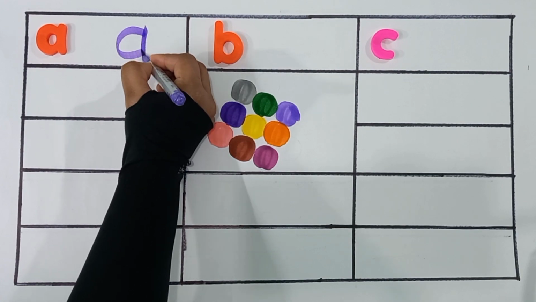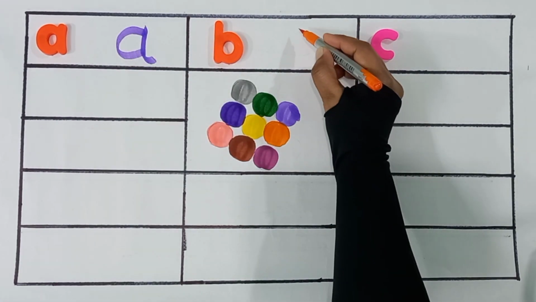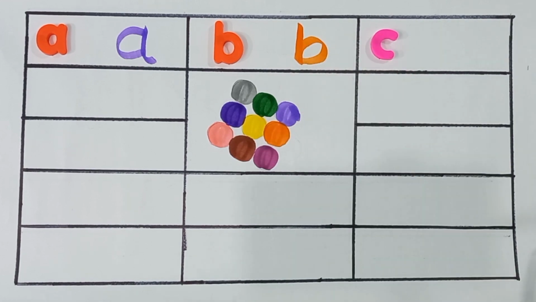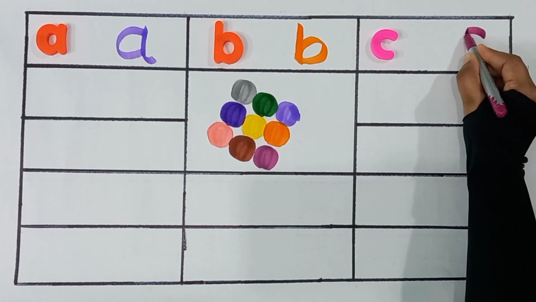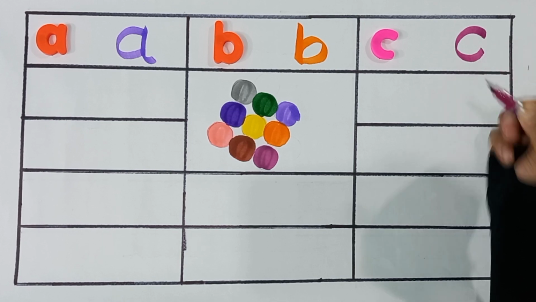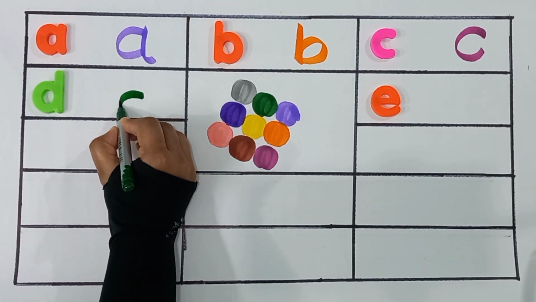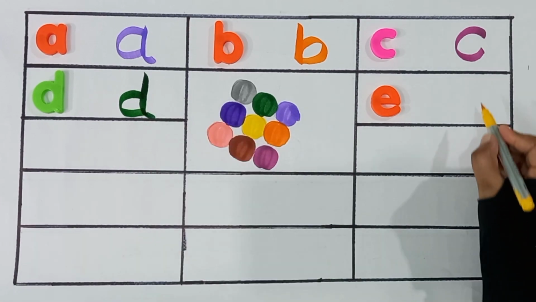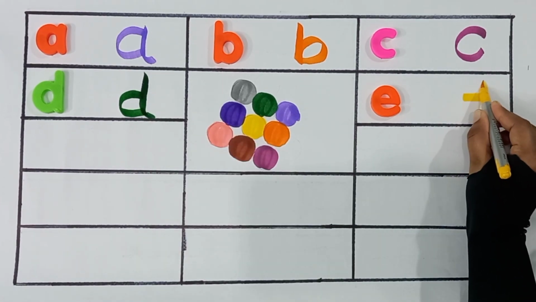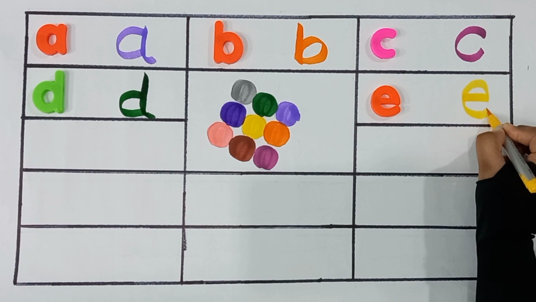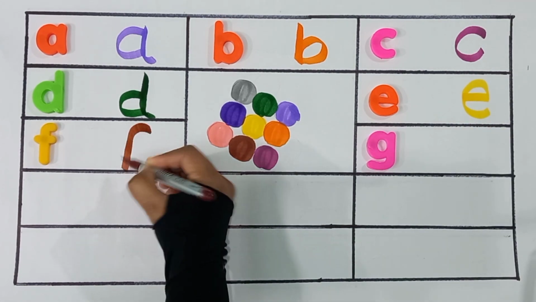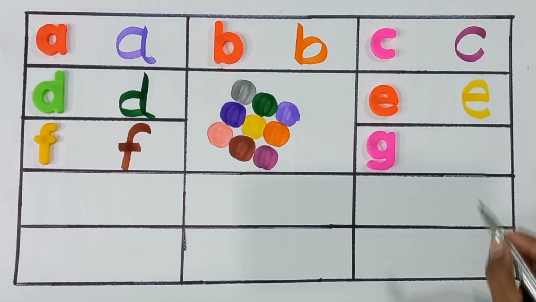A for arrow. B for bill. C for cup. D for door. E for eagle. F for face.